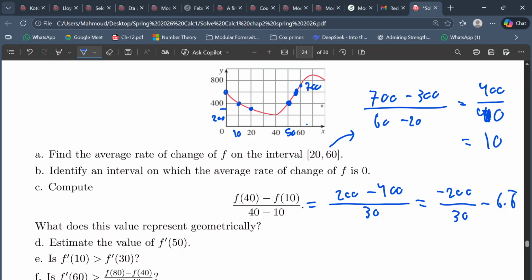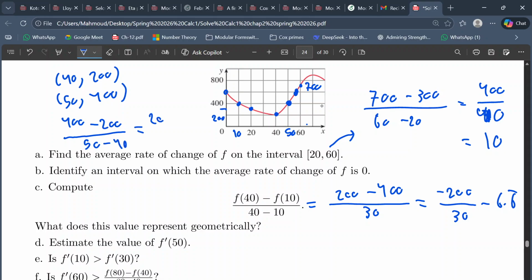So 50 is here, right? So we can take 40 with 200, right? And what's the other point? We want to add 50, right? I will take 50 itself. 50 and 400. Here this is just the estimation, not the exact result. So it will be 400 minus 200 over 50 minus 40 equals 200 over 10 equals 20. Are you good with this?